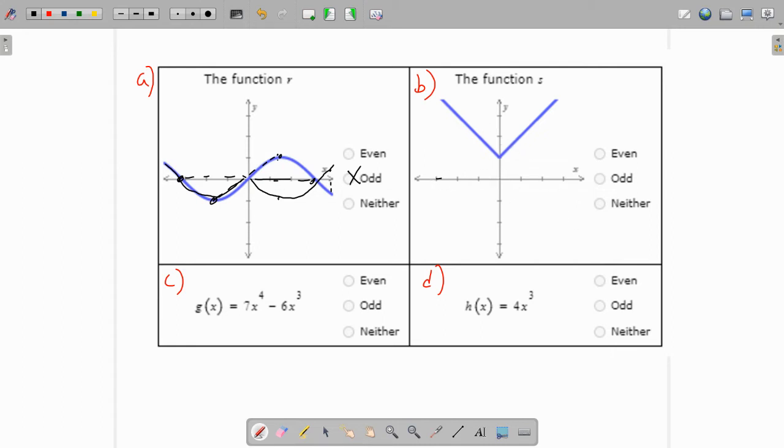Okay, is this even? Can we flip it over the x? No. So not even. Let's take this one. Let's take this point here and go through the origin. Is it down there? So if I take this piece, if I flip it down and then across, nope, doesn't match up. Not odd, so it's neither.